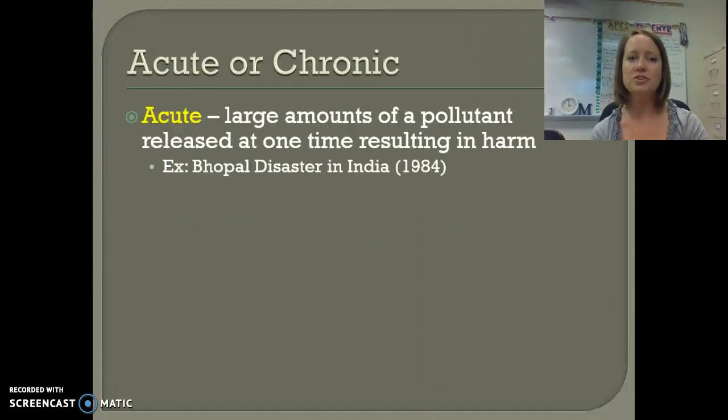All right, acute versus chronic. Acute is when large amounts of a pollutant are released at one time, causing a lot of harm. So one example that we'll look at is the Bhopal disaster in India. The Deepwater Horizon incident in the Gulf of Mexico would be another example.